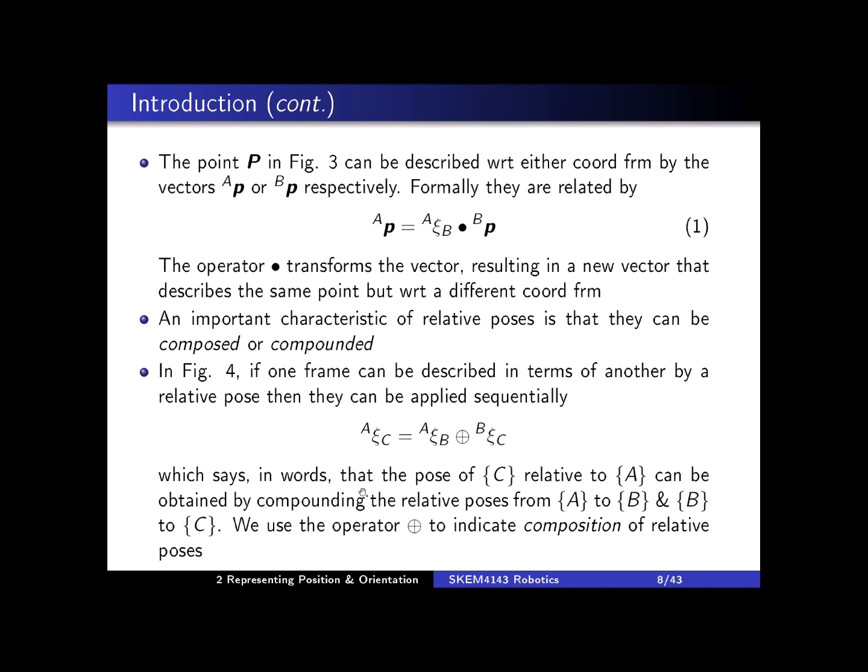Which says in words that the pose of C relative to A can be obtained by compounding the relative poses from A to B and B to C. We use this operator to indicate composition of relative poses. We have not, once again, defined what this operator is, but in this chapter we will look at exactly what it is, such that given existing poses, we can compound or compose them in order to obtain another pose.